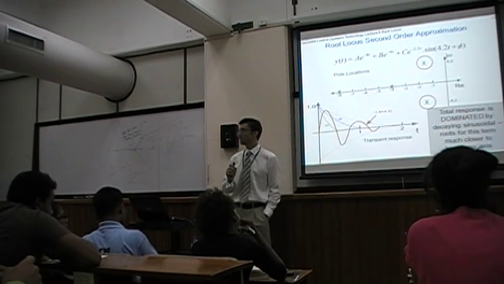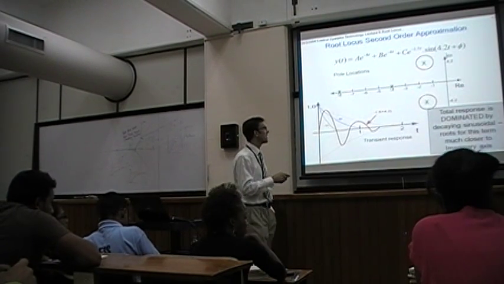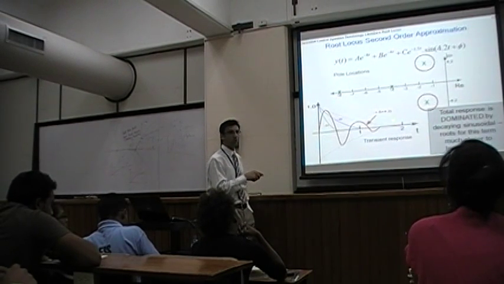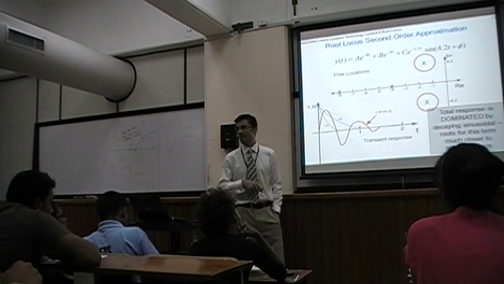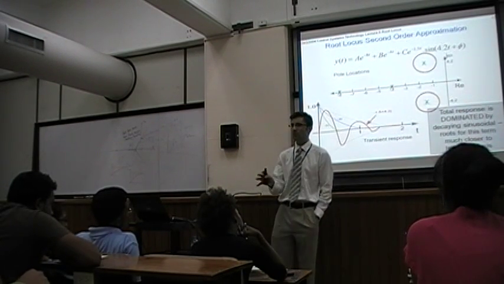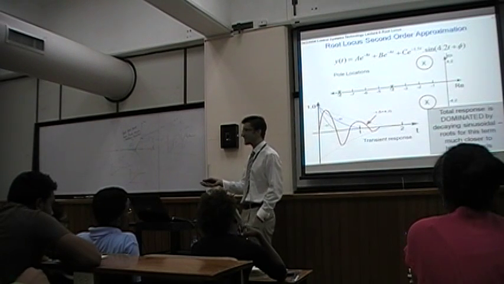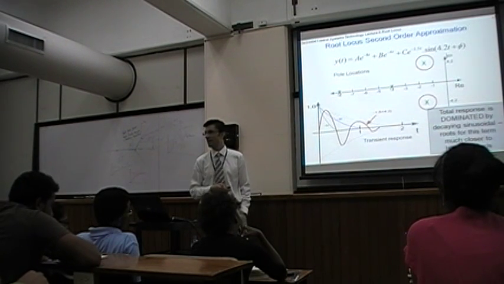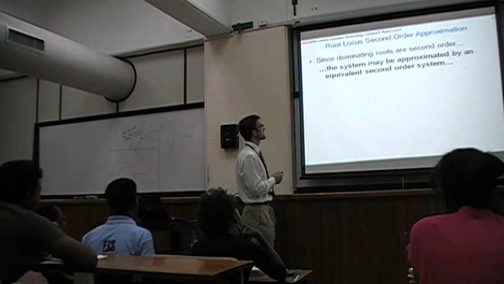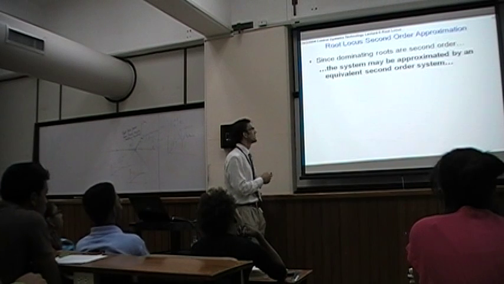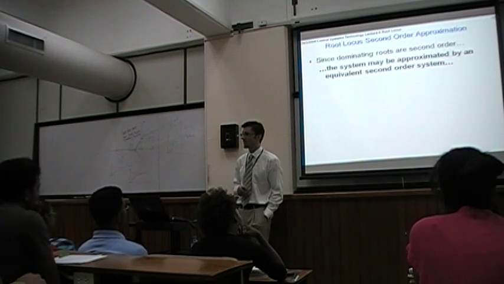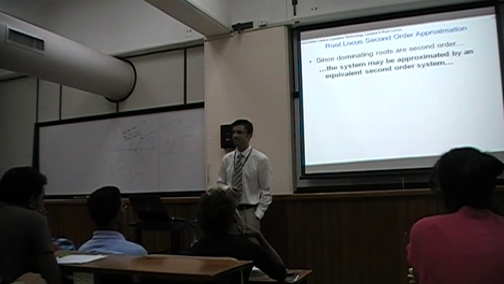Okay, so that's why it's useful. Because if we can say, okay, well, our dominant roots in the response are second order, then we can assume that the second order characteristics apply to this fourth order system. So we can still predict what the transient response will look like on that basis. So since dominating roots are second order, the system may be approximated by an equivalent second order system. Make sense?